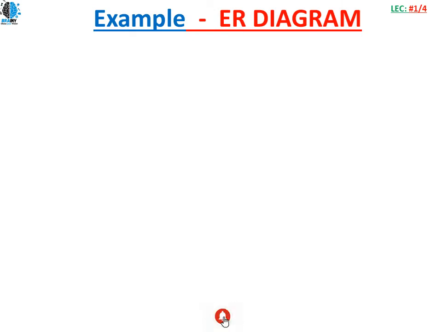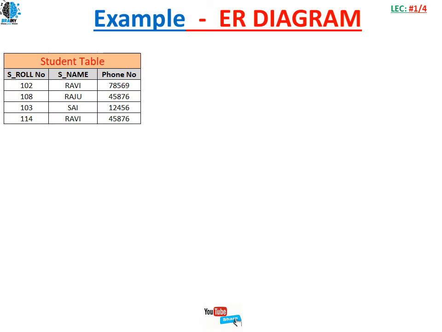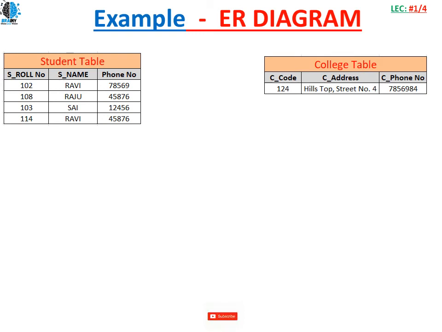So let's see this example of ER diagram. Let's consider I have a student table. In this physical table, I have columns or field names such as student roll number, student name, and phone number. Let's consider I have another table, college, where I have fields such as college code, college address, and phone number. Now, how are these two tables in relation?